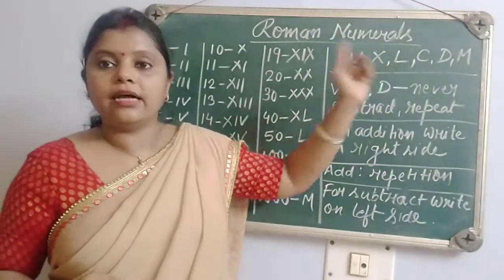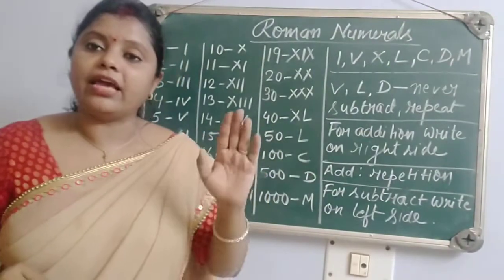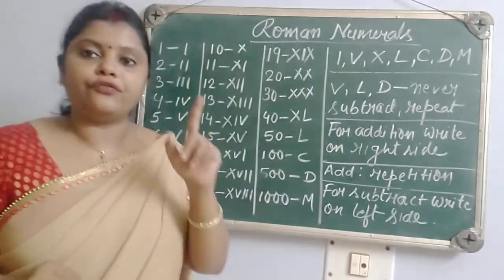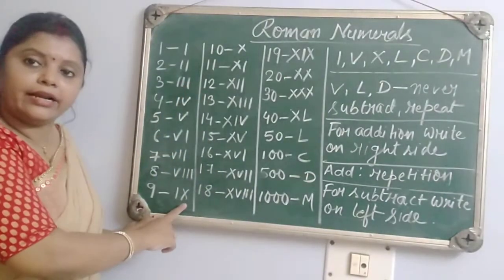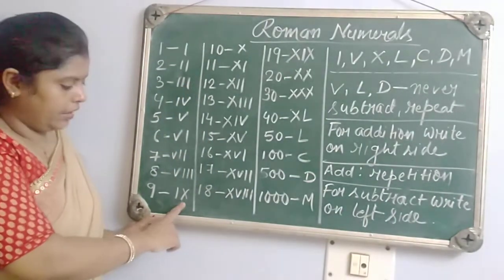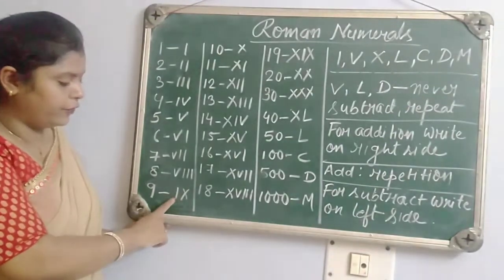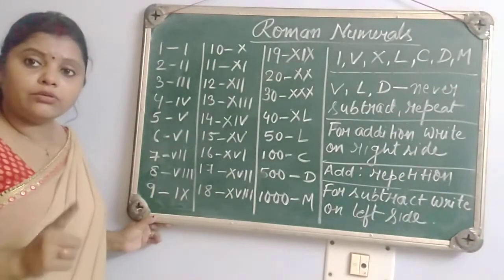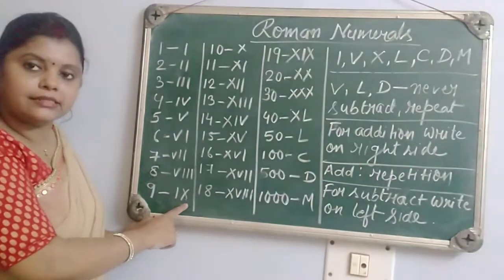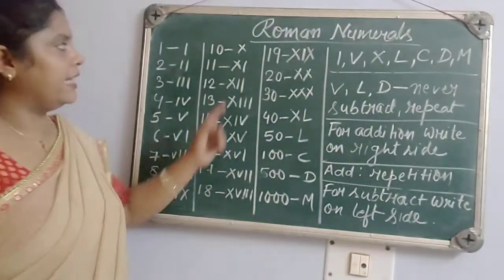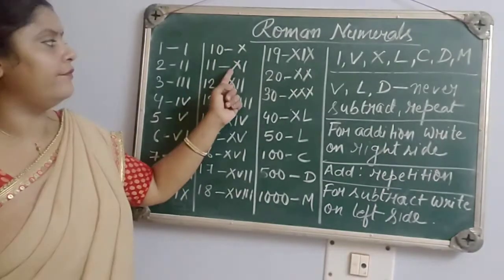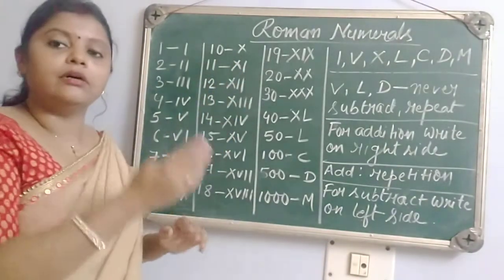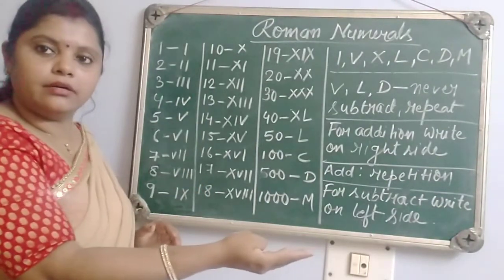So 10 is here, and we know for subtracting we have to write the smaller symbol on the left side. So first for 9 we will write this symbol of 10, and we have subtracted 1. So for that I have written it on the left side. So how will the symbol be written? IX. This is for 9. 10 symbol already we know. For 11, 10 plus 1. So XI. I have written the smaller symbol on the right side.